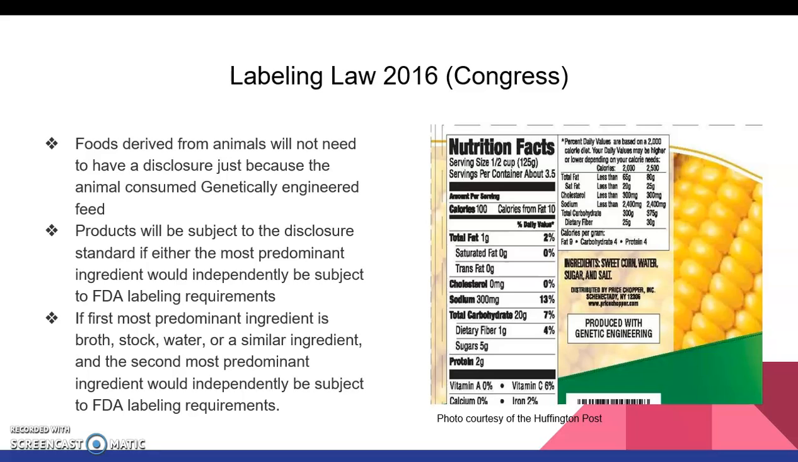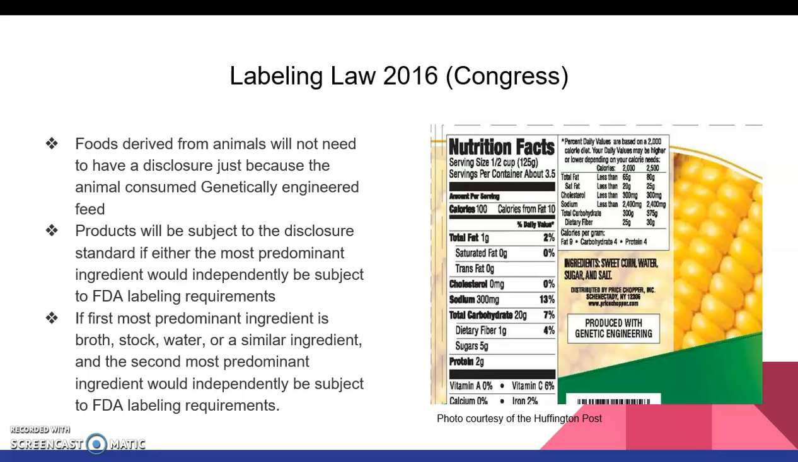Labeling. In 2016, Congress passed a law stating that foods derived from animals will not need to have disclosure. In other words, animals fed GMO products do not need to be disclosed to consumers. But products that have been genetically modified must be disclosed.